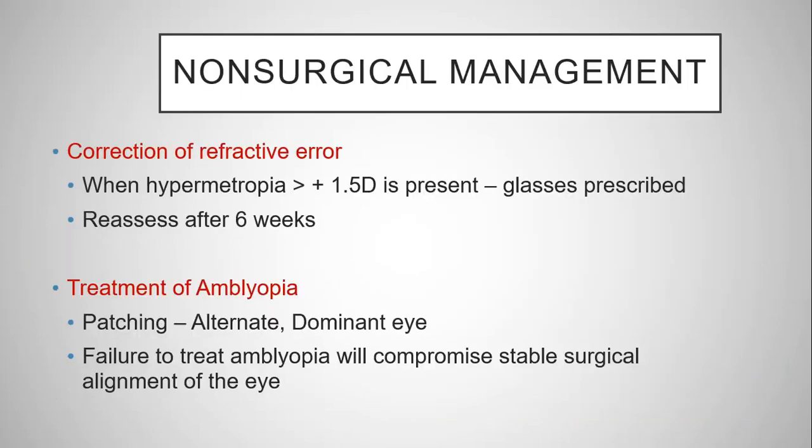So what is the management? Management is always surgery. Before surgery, we have to see whether a refractive error is present. For any refractive error more than +1 diopter, you have to prescribe glasses and reassess after 1.5 months. If any amblyopia is there, treat accordingly, either alternate patching, or if strabismic amblyopia is there, dominant eye patching, because failure to treat the amblyopia will compromise the surgical alignment.